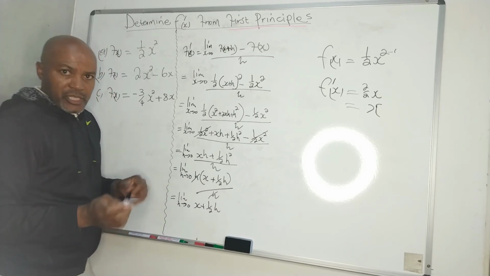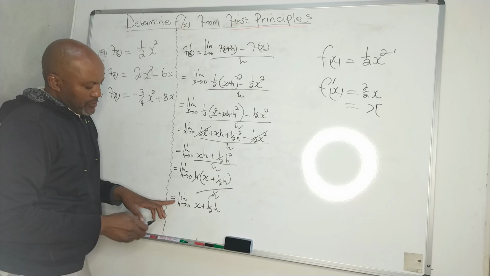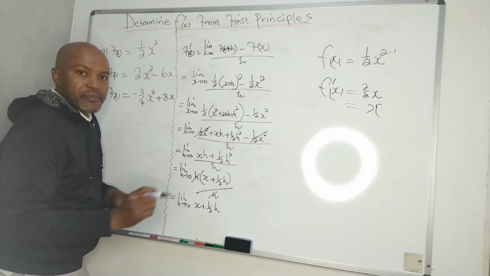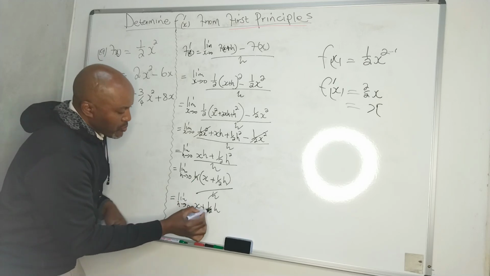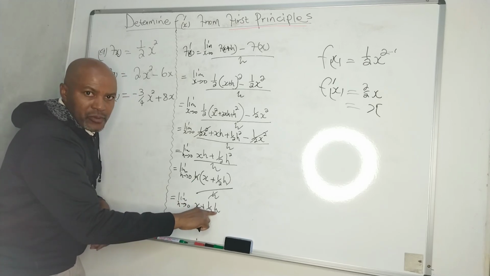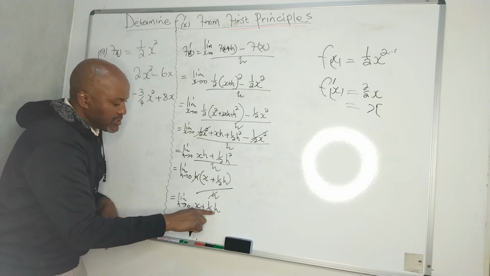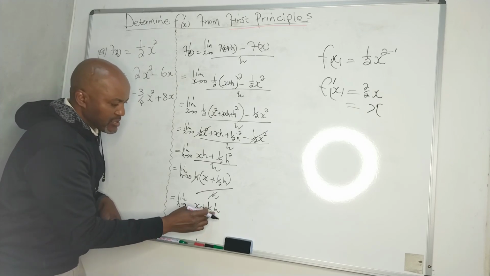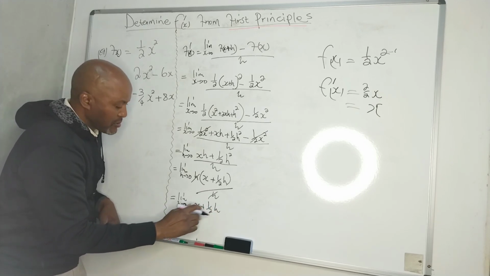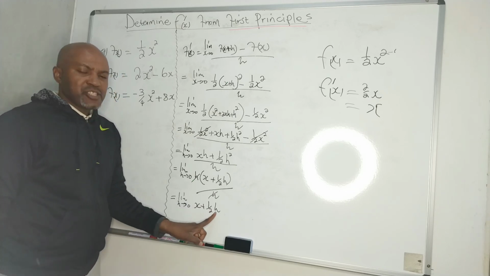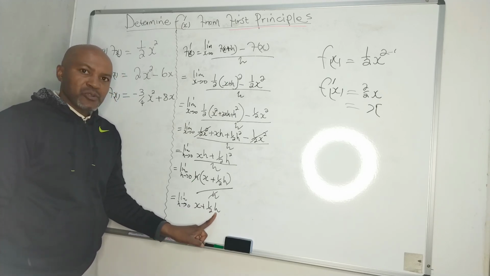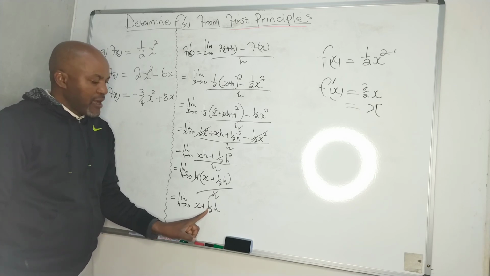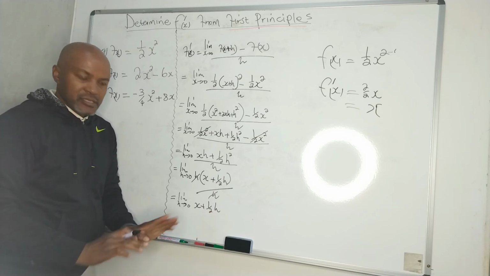Now, check here. They say when h approaches 0, which means that we are going to put 0 in the space of h. You replace your h with 0. So if you replace h with 0 here, what are you going to get? You're going to get 0 because it's going to be half multiplied by 0, which is 0.